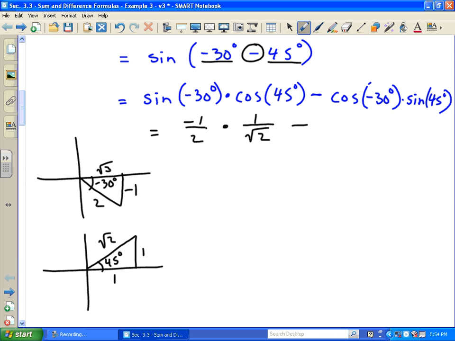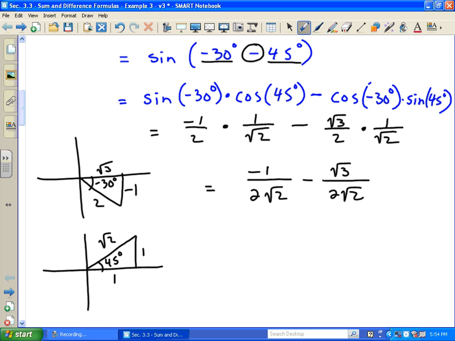Minus cosine of negative 30 degrees. That's x over r. So we'll have square root of 3 over 2. Sine of 45 degrees. That's 1 over the square root of 2 from looking at our picture. Alright, from here I need to multiply my fractions, so I'll have negative 1 over 2 roots of 2 minus square root of 3 over 2 roots of 2. Combine these two fractions, I'll have negative 1 minus the square root of 3 over 2 roots of 2.